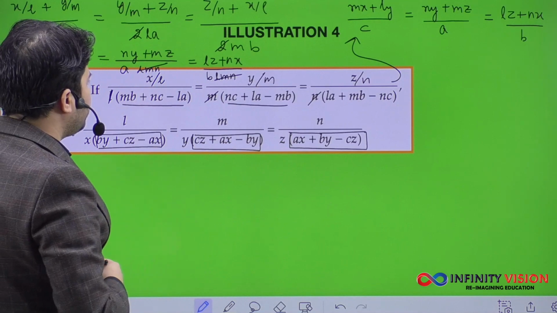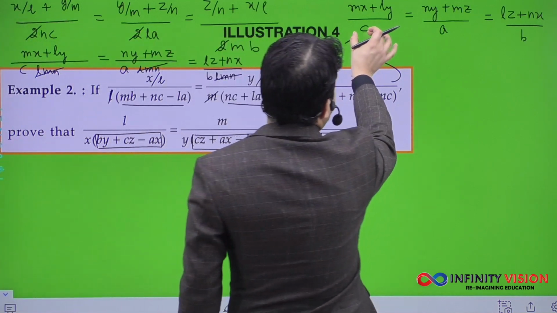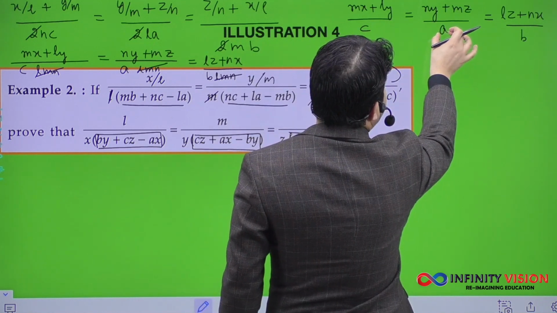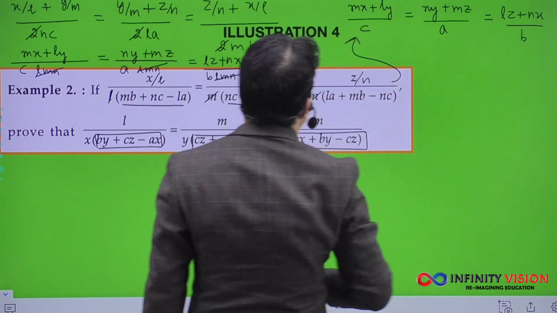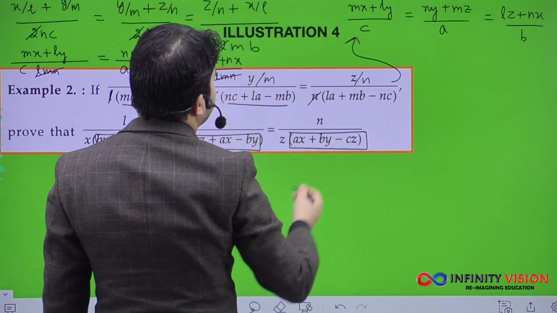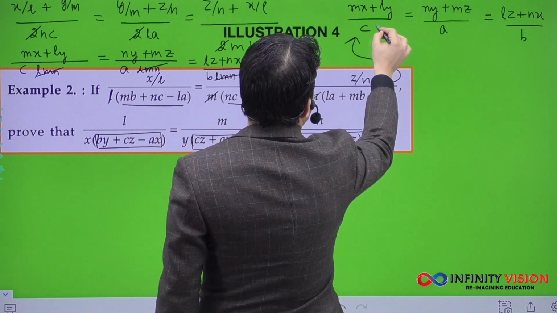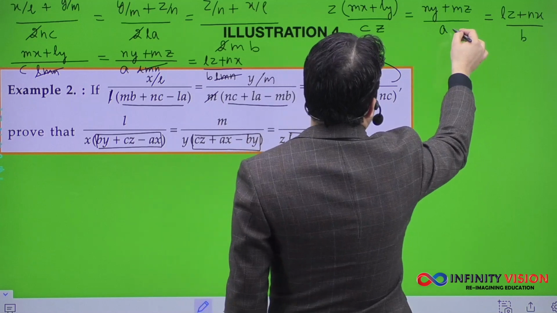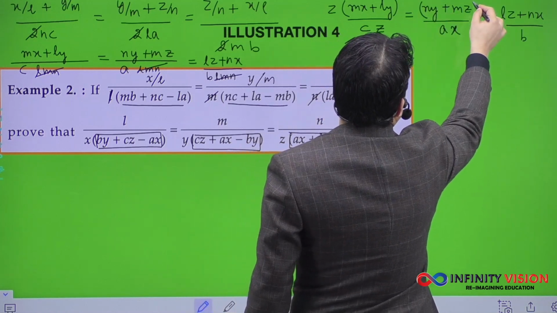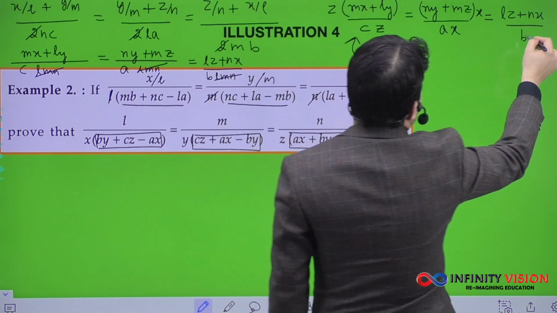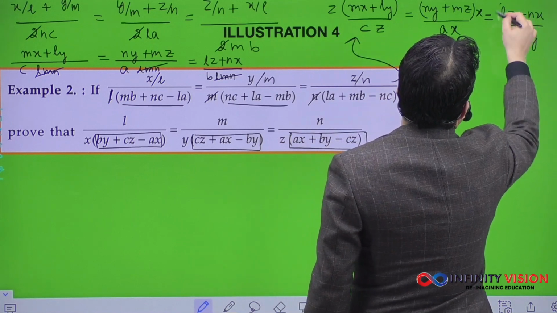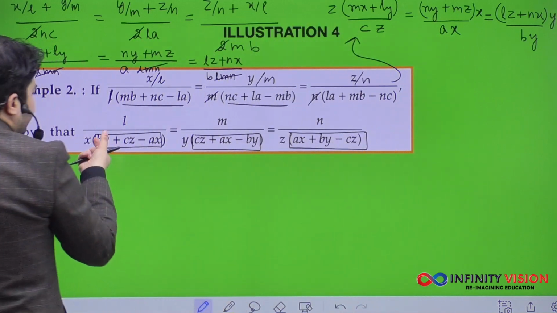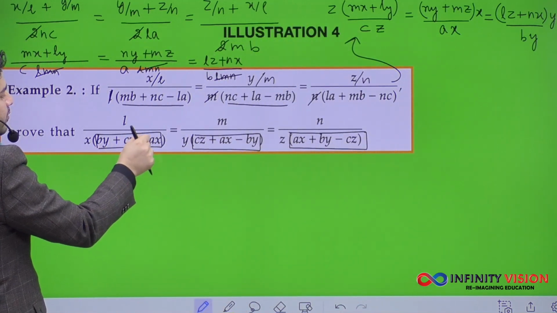So what I am going to do is make the denominator here cz. For this, I am going to make the denominator ax, and for this, I am going to make the denominator by. So I am going to multiply c with z here, and I'll just write z here. I'll multiply a with x here, and I'll write x here. And I'll write y here, and multiply with y here. Now what I got is my first denominator as by plus cz minus ax.